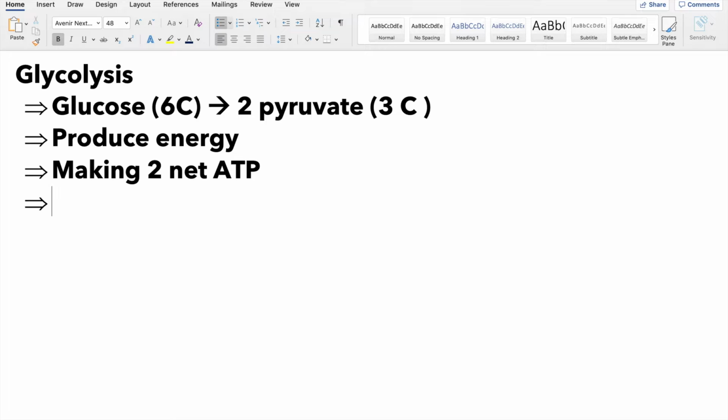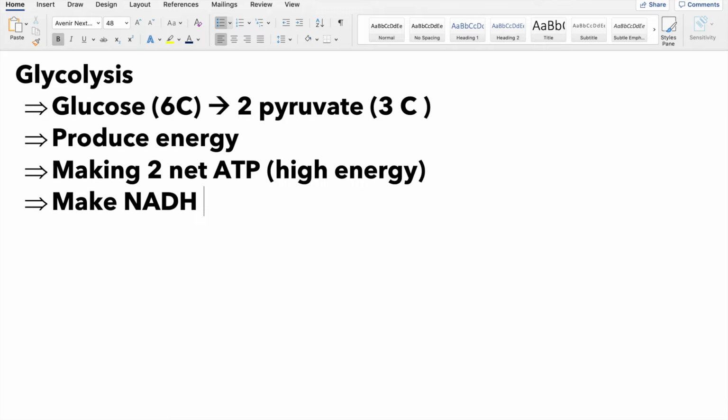We also make NADH as well. And so whenever you think of ATP, I want you to think of high energy molecule. And whenever you think of NADH, I want you to think of electron carrier. Because NADH will ultimately pass on its electrons to the electron transport chain, which is one of the last few steps of respiration. And that is how we can get out a lot of energy. And so back to glycolysis.